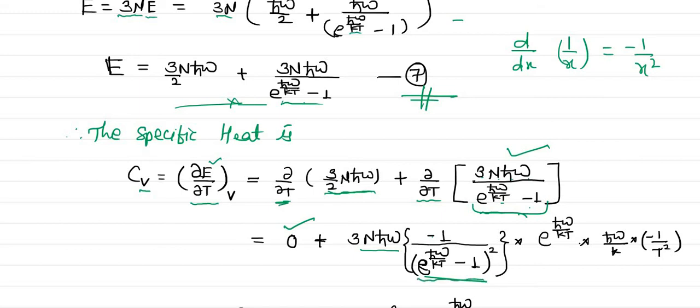So by the chain rule, the derivative of this bracket, the derivative of E1, is 0. That's why the derivative of e power h cross omega by kT is as it is, e power h cross omega by kT. Again, this is not the end. By the chain rule, we have to take the derivative of this exponential term.